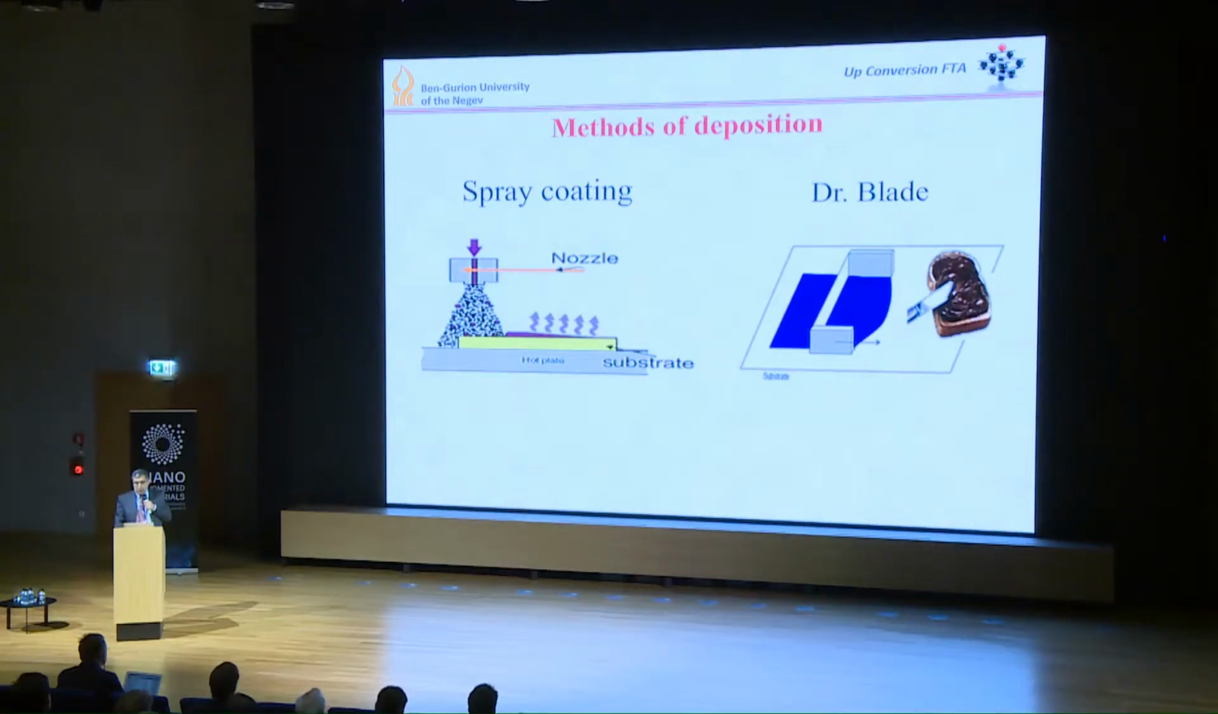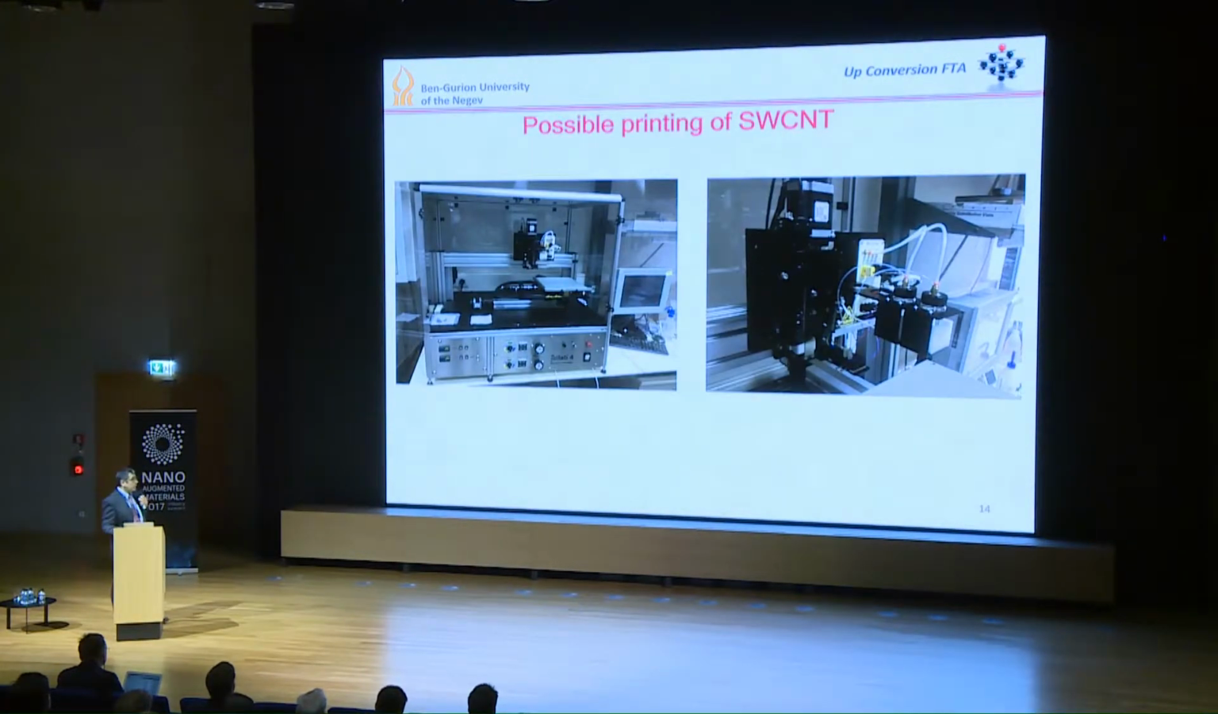The carbon nanotube can be implemented usually using the Dr. Blade method or spray coating. We usually use the spray coating, and we are trying to use printers like an ink printer. You can see here an example of an ink printer that we are working with today, of how to manipulate the carbon nanotube and other nanomaterial in order to spray them on the surface and to turn it into a carbon nanotube film.